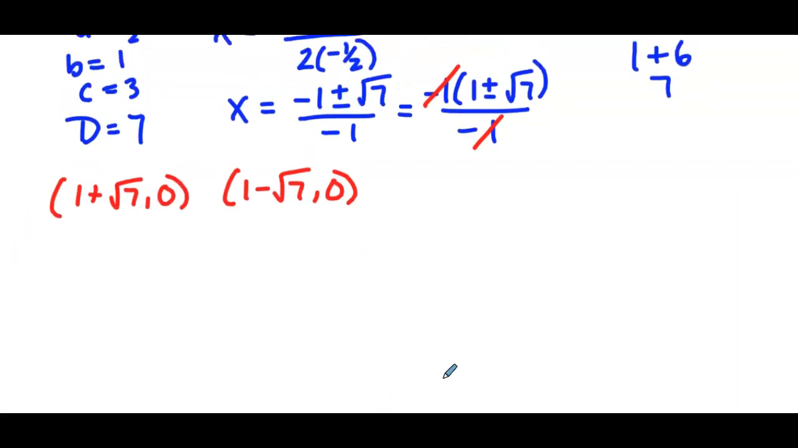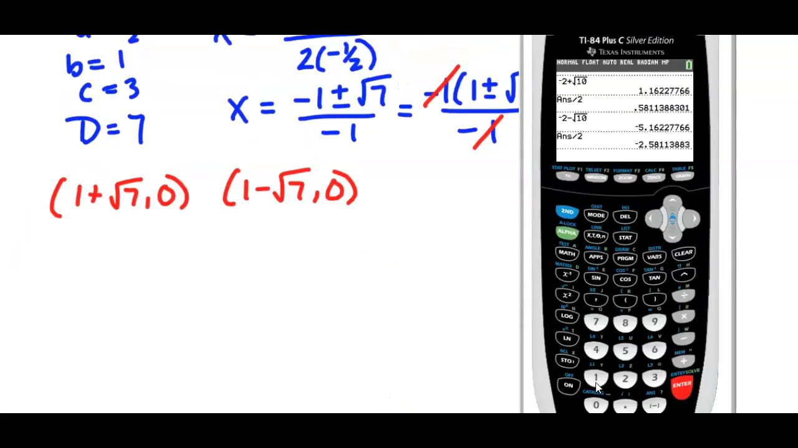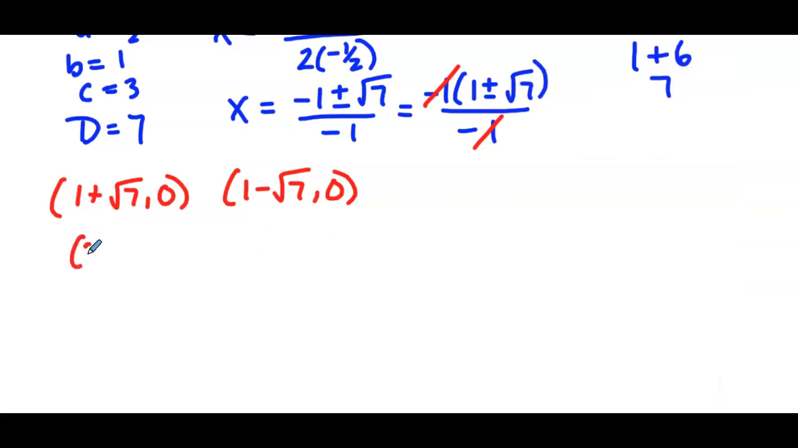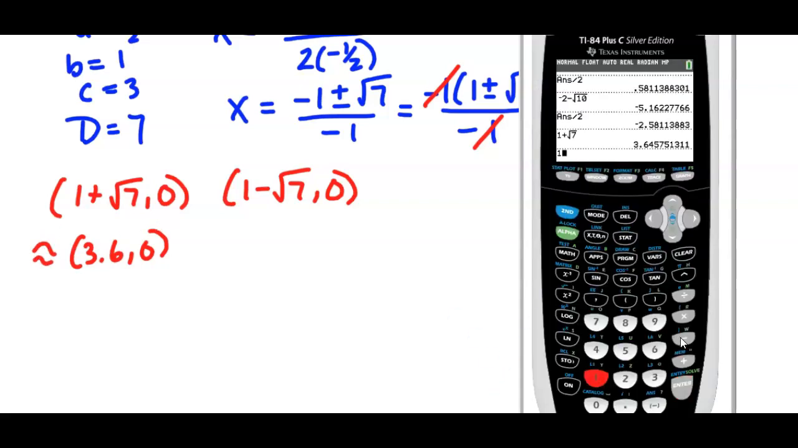Now again, before we start graphing, let's approximate where these are with the calculator. So 1 plus the square root of 7, that's about 3.6. So 3.6, 0, approximately again. And then 1 minus the square root of 7 is approximately negative 1.6.